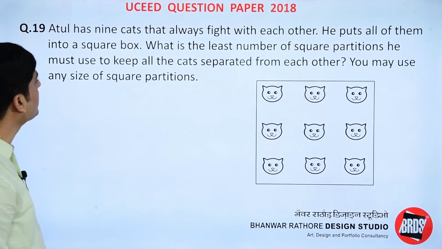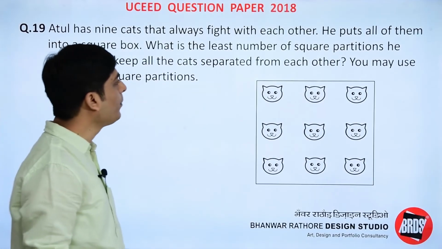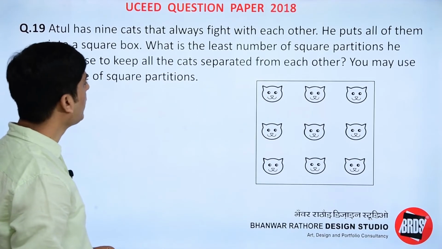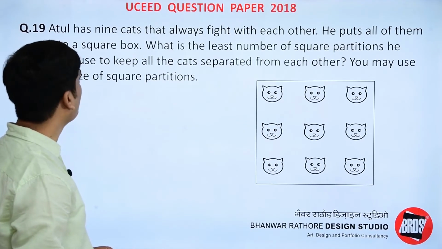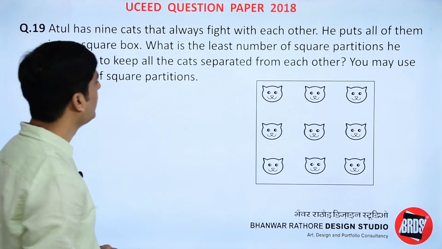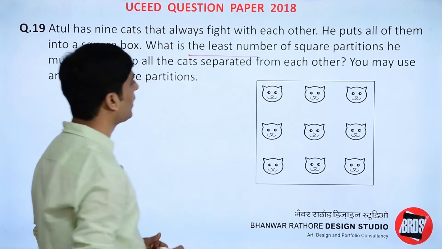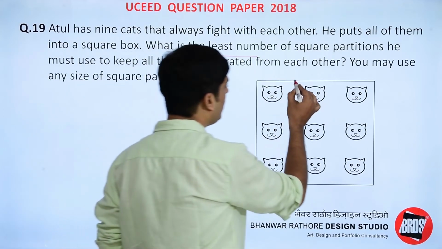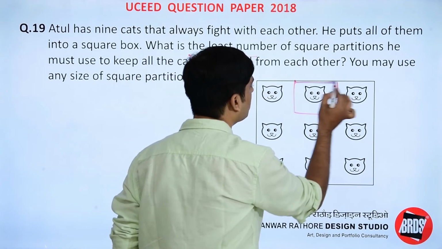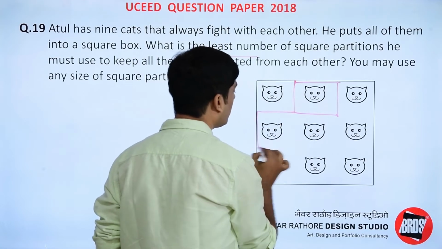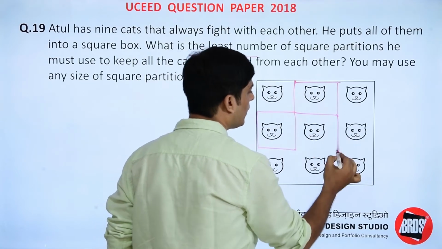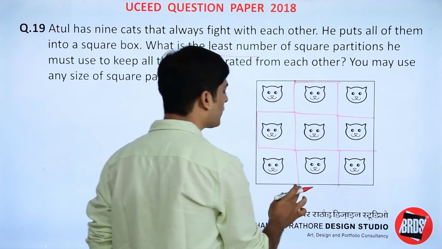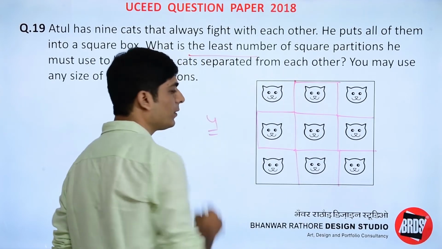Atul has 9 cats that always fight with each other. He puts all of them into a square box. What is the least number of square partitions he must use to keep all the cats separated from each other? We have to identify the least number of square partitions. You may use any size of square partition. First of all, we will use 1 square partition over here, second over here, third over here, and the fourth over here. So the least number of squares would be 4. So the answer would be 4.